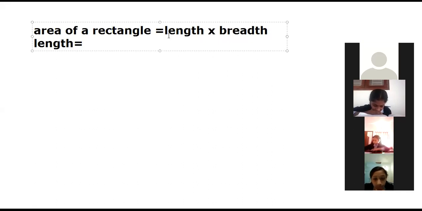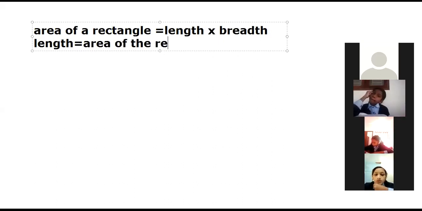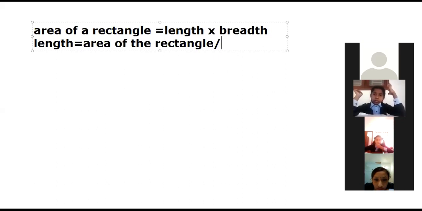To find the length, we keep length on the right side and take the breadth to the left side of the equation. Since it is multiplication here, when it goes to the left side, multiplication will become division. So area of the rectangle divided by breadth. This is the equation to find the length.